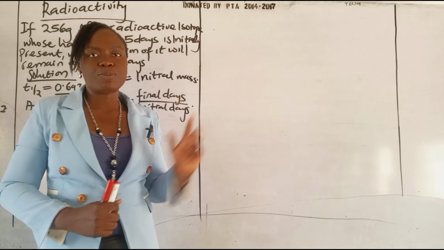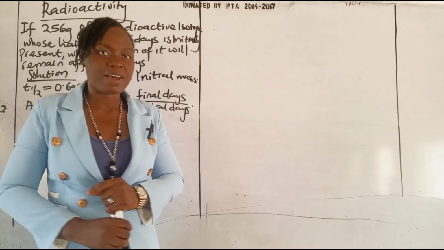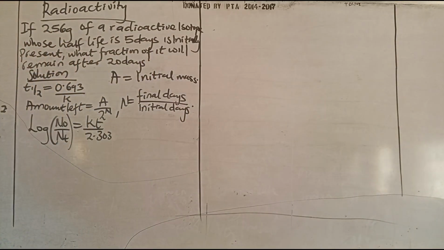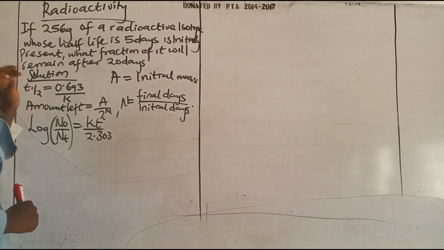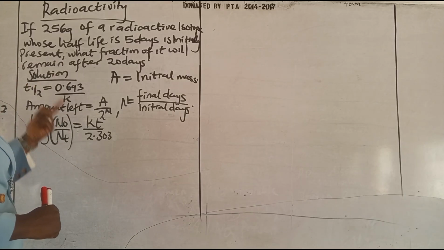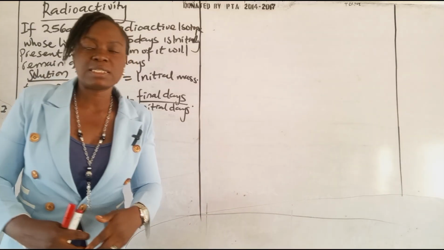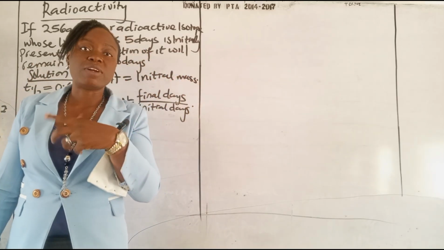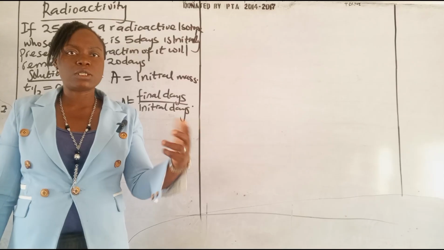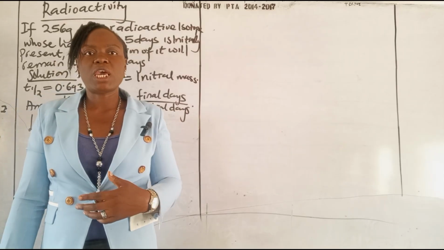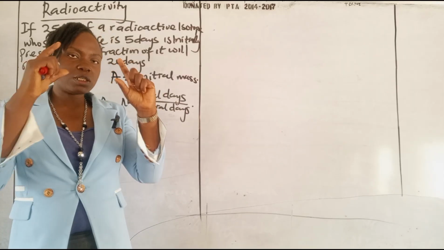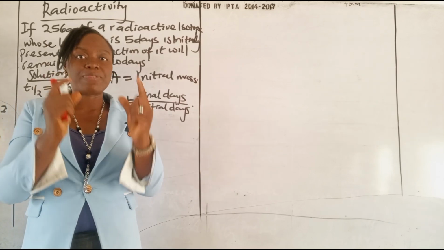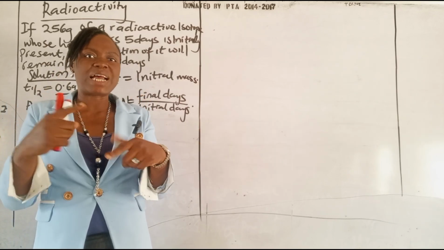So let's go to the board and see the practical question we have on the board. If 256 gram of a radioisotope whose half-life is 5 days is initially present, what fraction of it will remain after 20 days? Now, this is how I explain to my students. If you have a loaf of bread and it's not in the refrigerator, after some days, it starts to decay. And you will agree with me that it is not the whole bread that will decay at the same time. No, a part will start to decay.